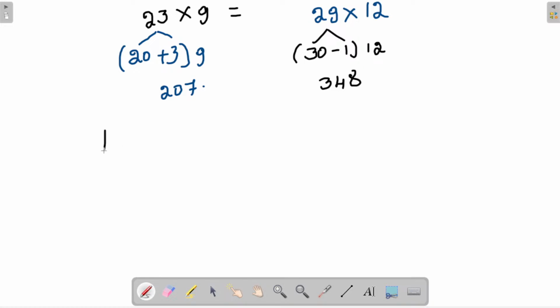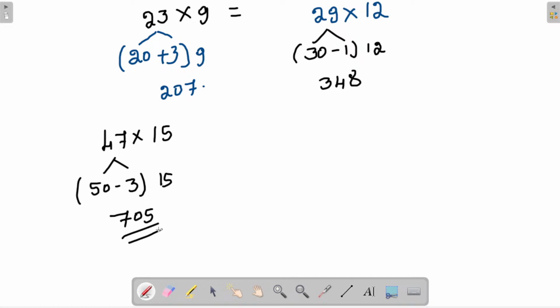Now for example I have 47 into 15. How to split this number? Good, 50 minus 3. In my mind I will split it like this: 50 minus 3, into 15. What is 15 into 50? 750, since 15 fives are 75. Then 750 minus 45. What is the answer? 705. That is your answer. Is it clear? That is how to practice tables.